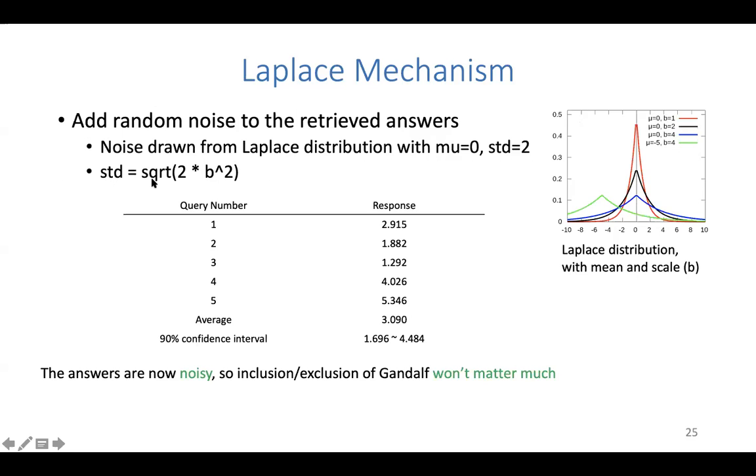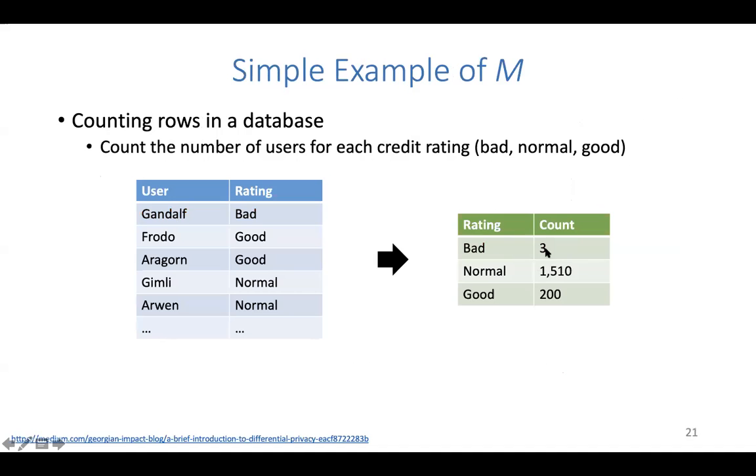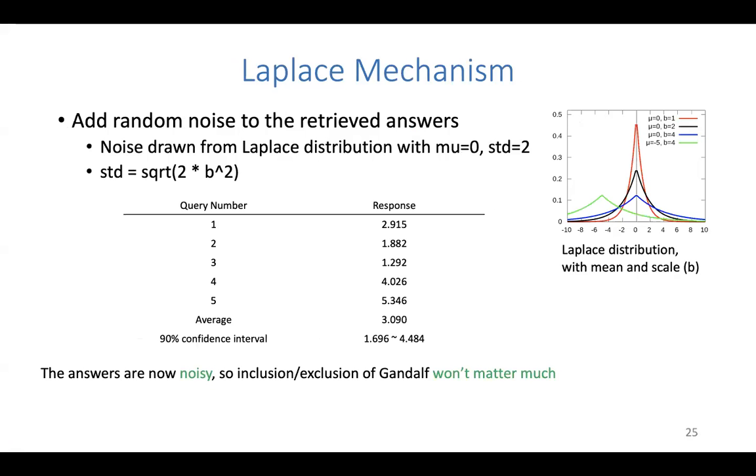Right, so we are drawing noise from the Laplace distribution and simply adding the noise to the retrieved answer. The answer being, how many people have bad credit ratings? Before, the answer was exactly 3, but now, instead of saying 3, we're adding random noise to the answer 3, and it is bidirectional. It could be positive noise, it could be negative noise. So in the first query, the returned response was 2.915. In the following queries, it was 1.882, 1.292, 4.026, 5.346.